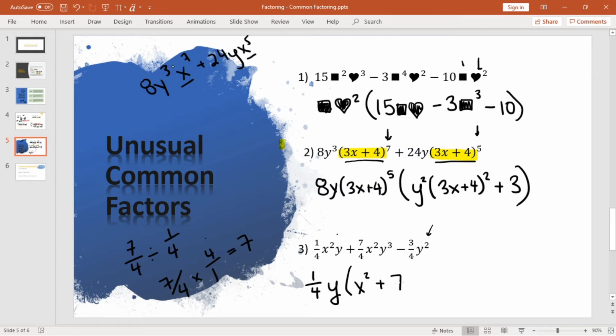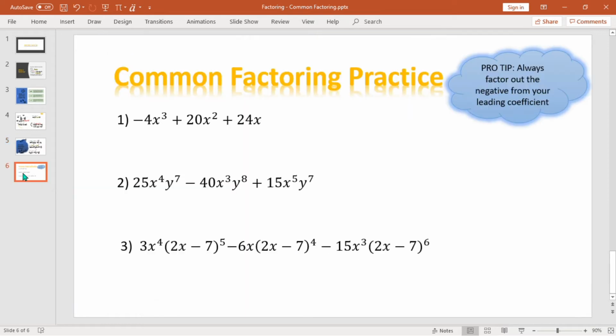Plus 7, no x's coming out, 1y coming out. Last one, if I did the math drawn out, I would see that 3/4 divided by 1/4 is simply 3, and I took out 1y. So just let these things happen. It's okay to have weird common factors. Definitely take a minute and try this one on your own to make sure you've got it, because these are ones that are totally fair game on the test.